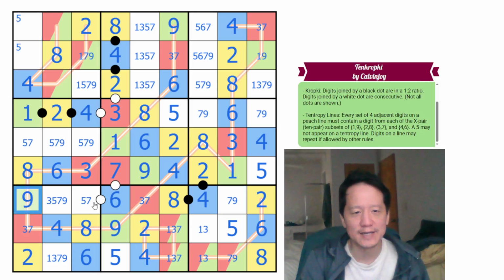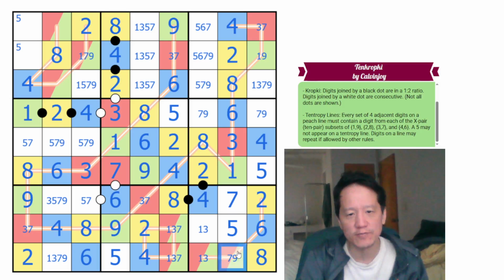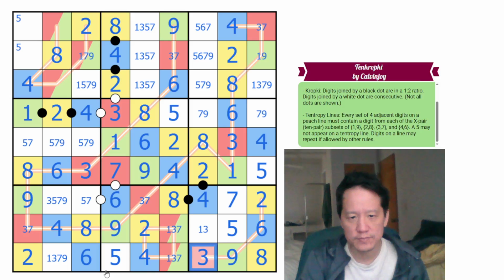We know this is not 9 because that's a 9. So this is 7, which makes that 9. Therefore, this is not red. This is not green. So this has to be 3. This can't be 3 or 9. This can't be 3, so this is 1, which means this can't be 1. So this has to be a red pair.